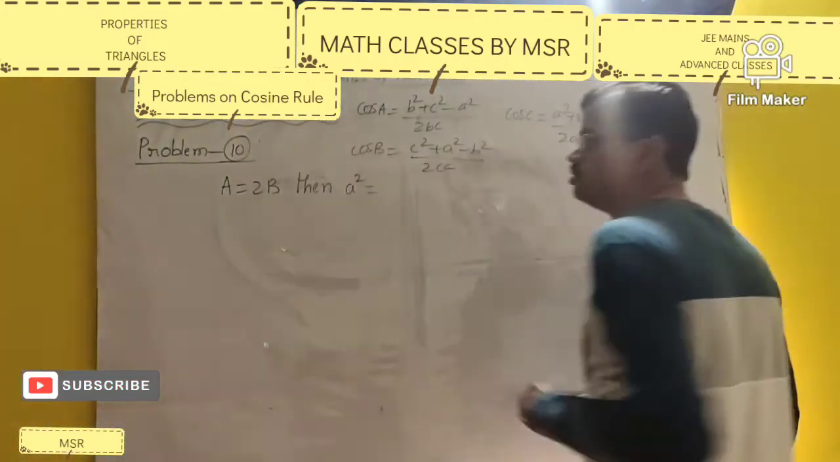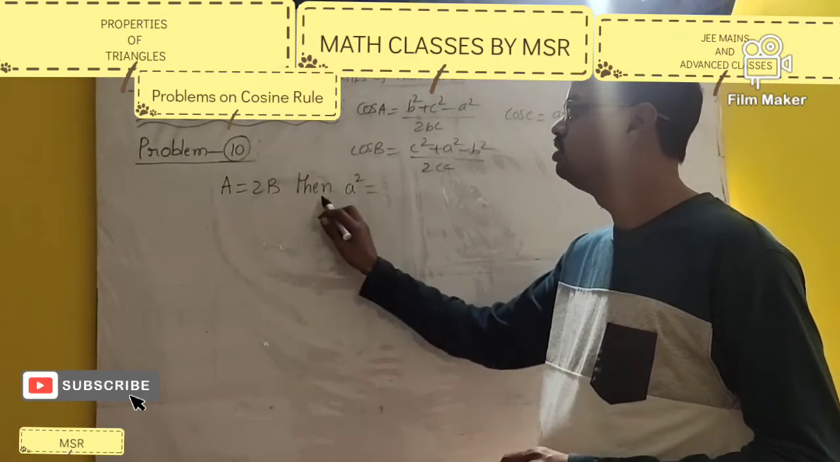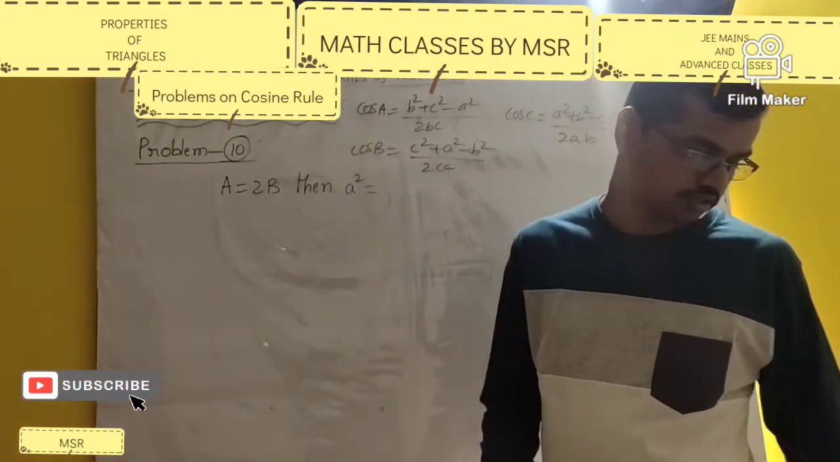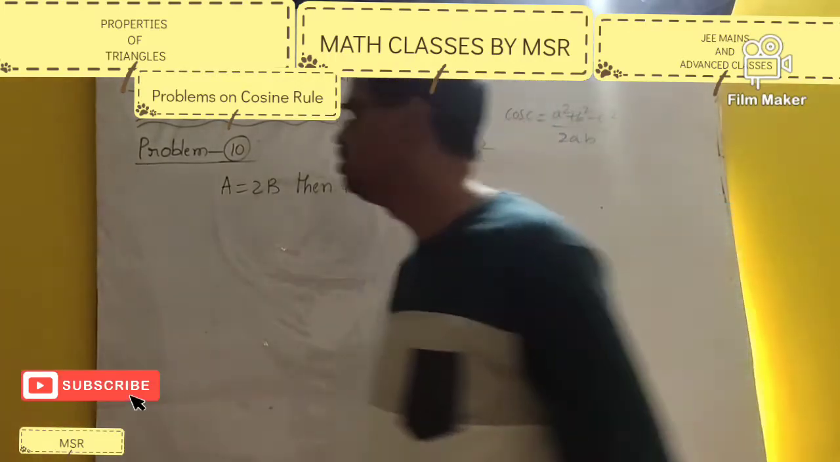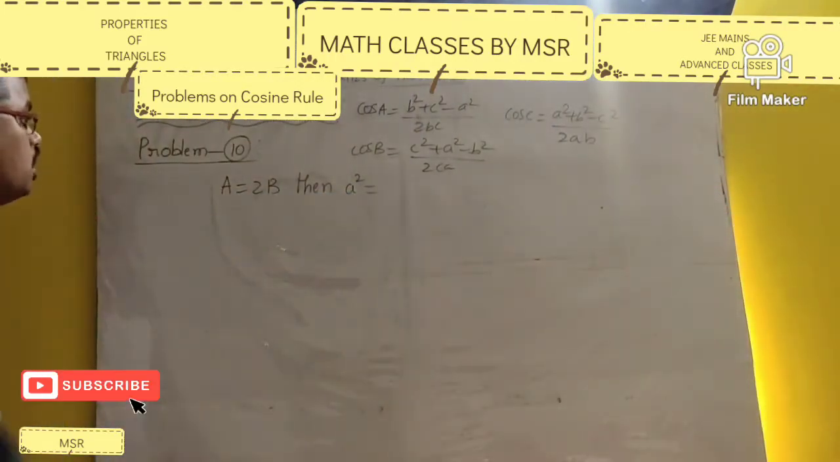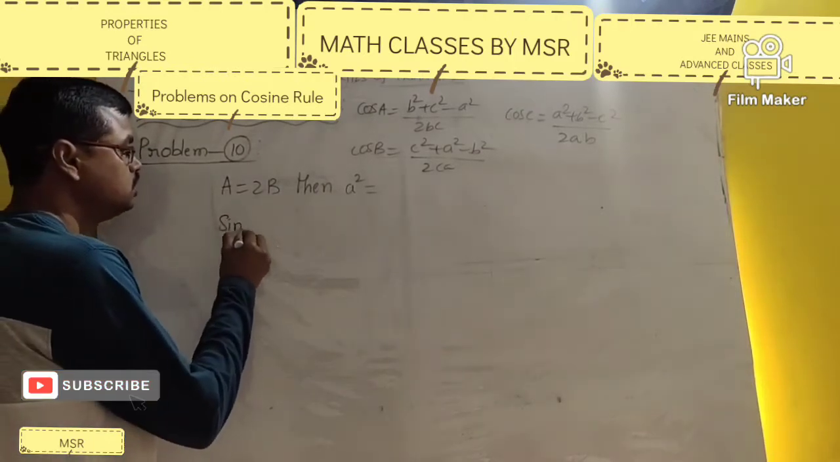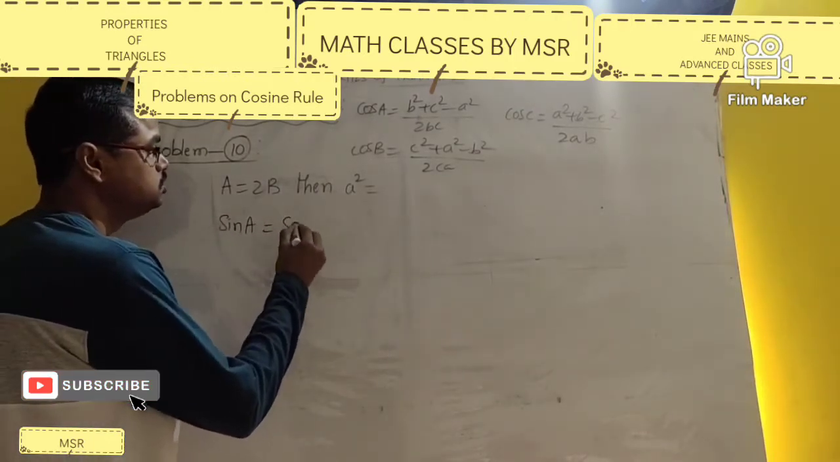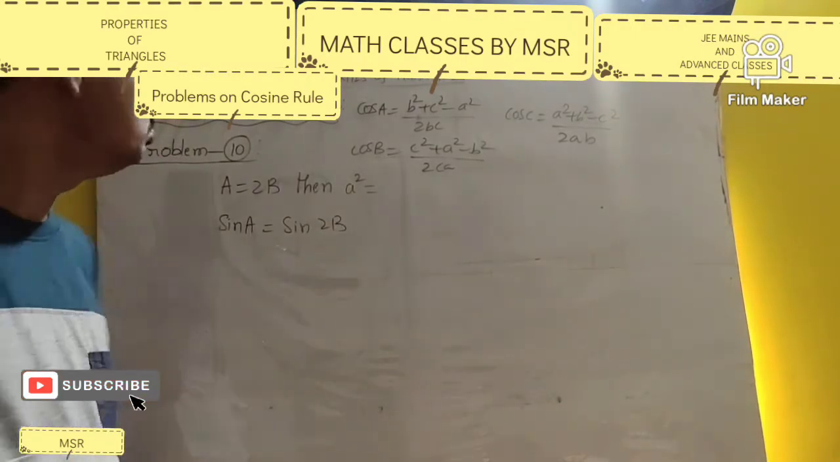Now listen, problem number 10. If a equals 2b, then what is the value of a square? Here I will apply sine on both the sides. Sine a equals sine 2b.